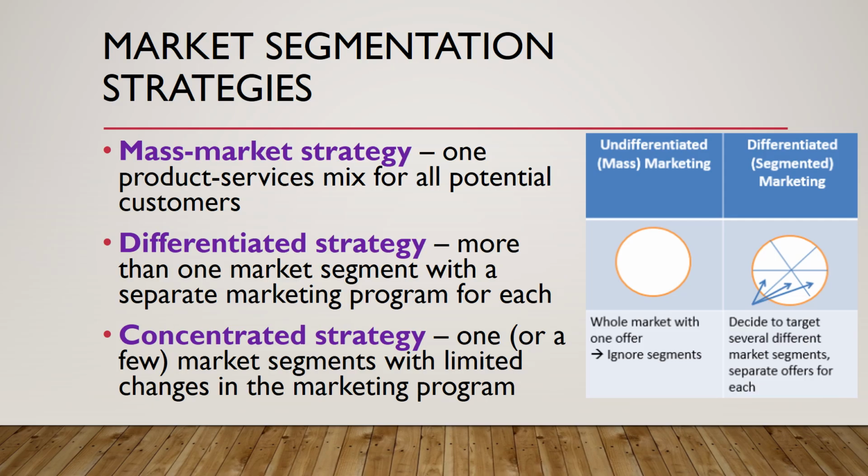The second general category is the differentiated strategy, where more than one market segment is created and they have a separate marketing program for each of the segments. This is much more effective because you can target your messages, you can position your service so that it approaches one particular segment one way based on their needs and what they're looking for, and you can position it with a different market segment based on what they're looking for. And then finally is the concentrated strategy. In this one you have one or maybe a very few number of market segments, and you make very limited changes in the marketing plan based on that.